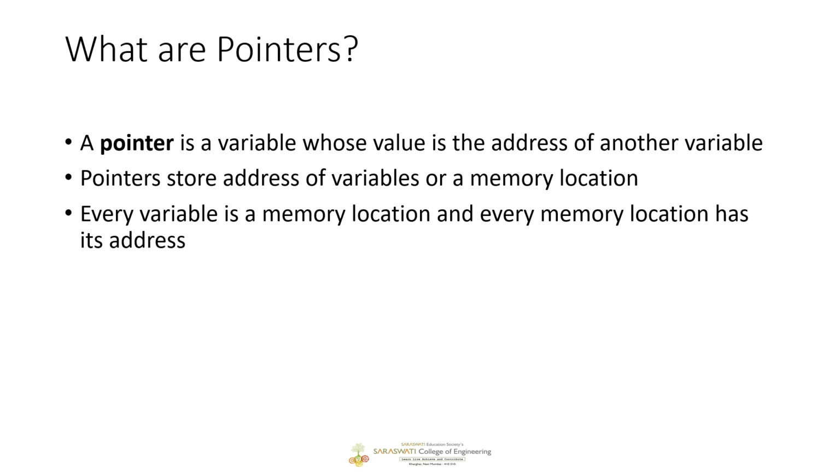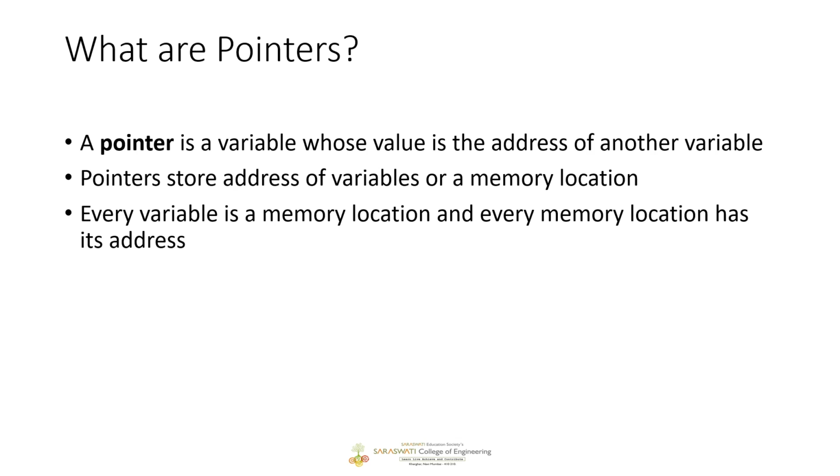So what will happen? Memory is divided into grids and each memory location has a unique address. That means each memory location will have a different address. So A will be stored somewhere in memory and that memory location will have an address. So a variable is a name given to a memory location. The name of my memory location becomes A and that memory location will have some address.